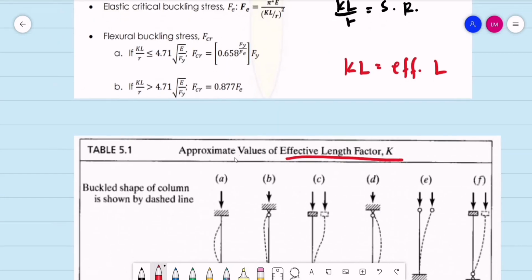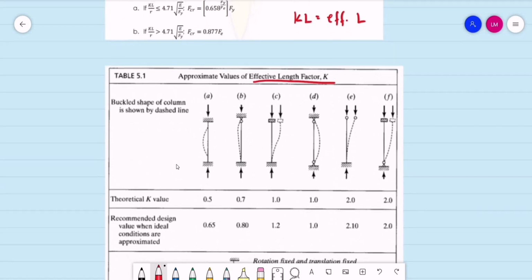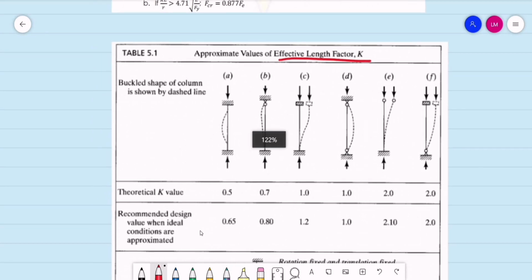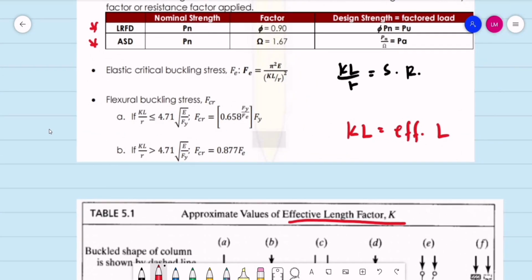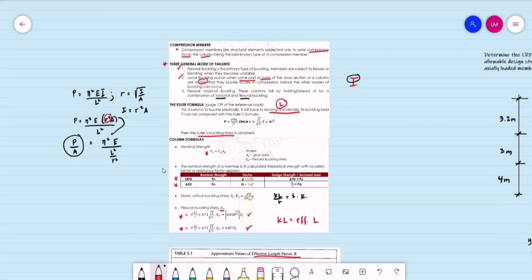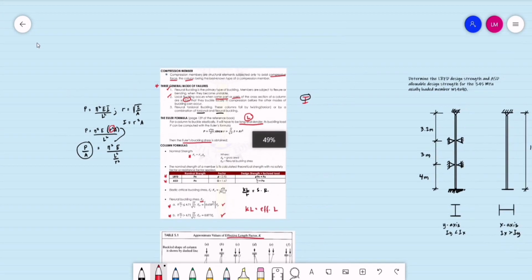All values will be from Table 5.1. It depends on the end supports of the given column, and we usually use the recommended values. For the flexural buckling stress, that is F sub CR, we have two conditions, A and B, to determine its value. So we are to use these formulas for our first example. Let's have an example for the design and analysis of a compression member.